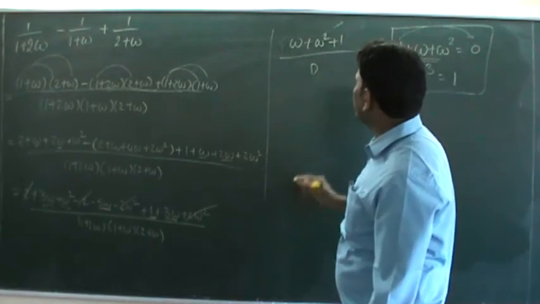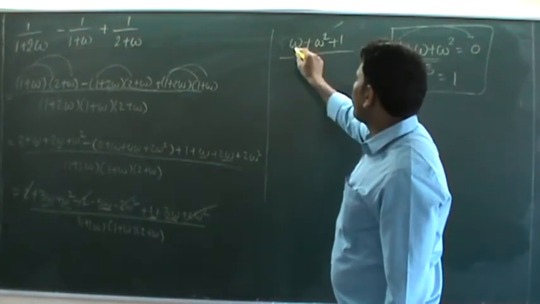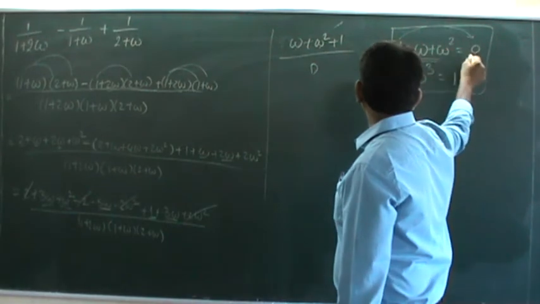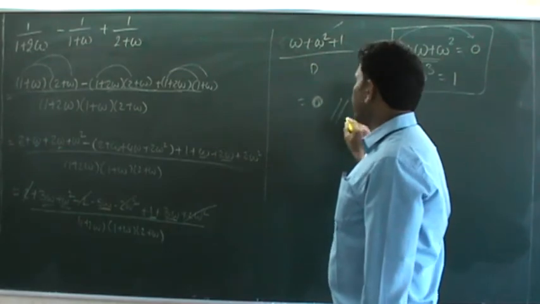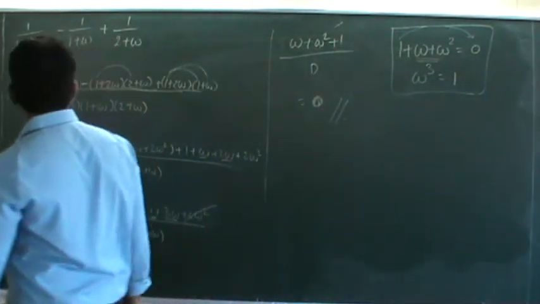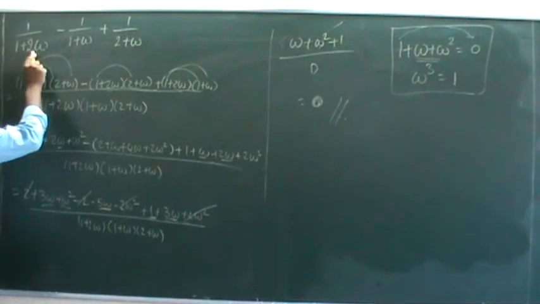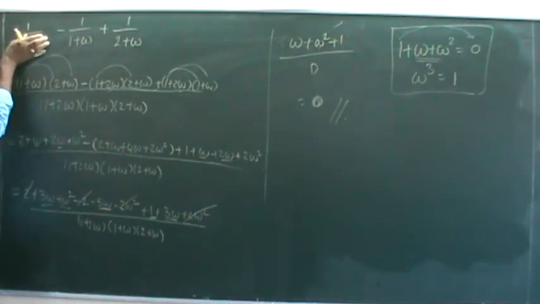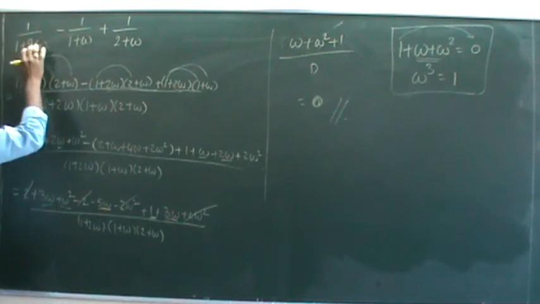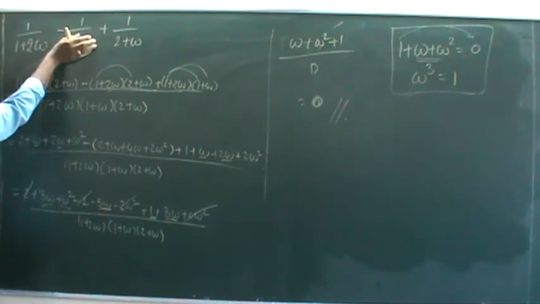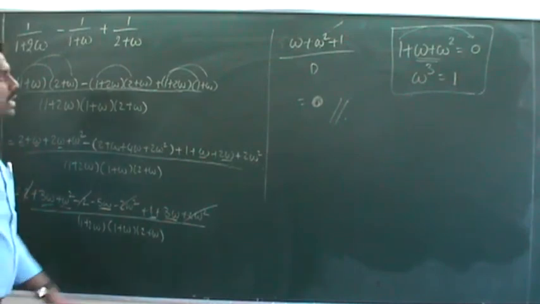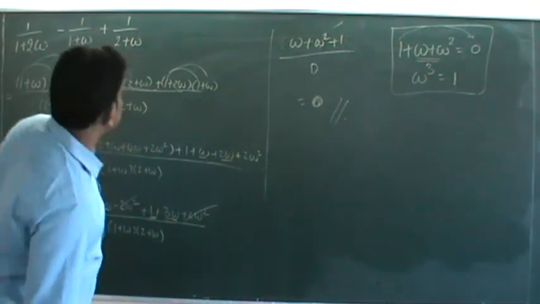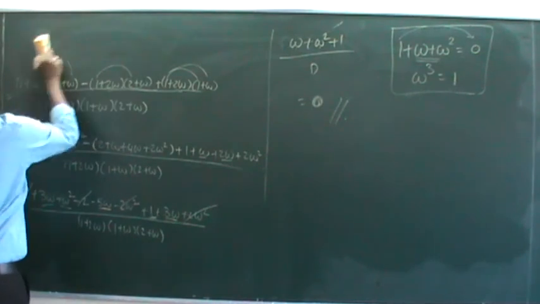Don't do the denominator. We know 1 plus omega square, its value is 0. 0 by any number is 0. That's it, my dear children. Only the LCM: what is the LCM? 1 plus 2 omega, and except this one, the remaining two terms we have to write: 1 plus omega, 2 plus omega. If you multiply and simplify, you will get the answer 0. That's why I said no need to simplify the denominator. Okay, now this is the question. Now I go to the other question.